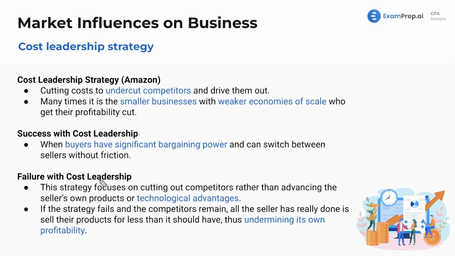When do you fail with this strategy? Well, when you focus all your time on cutting out competitors rather than advancing your own products and your own company or technology, then you're probably going to fail. I mean, that being said, Amazon does both. They have technological advances and they cut out competitors. So take it as you will.